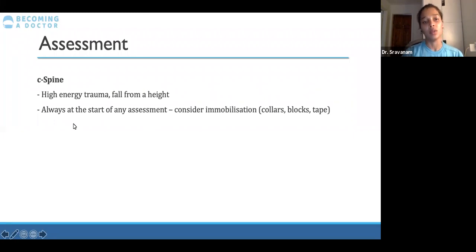Let's continue with the C-spine. So always at the start of any assessment, you need to consider the immobilization of the spine. And that can be with collars or collars and blocks and tape. I'm not going to go into exactly how you immobilize the spine, but I'll mention what they are.